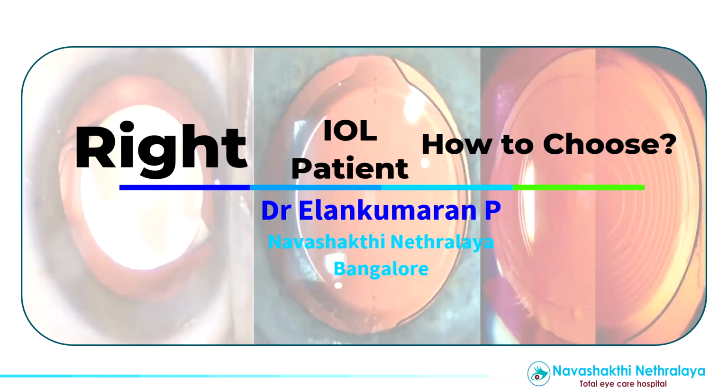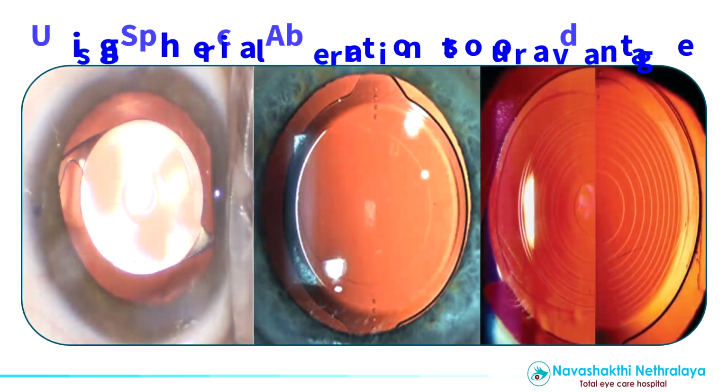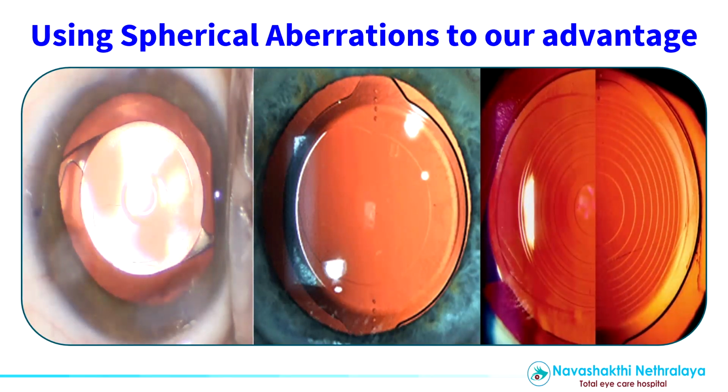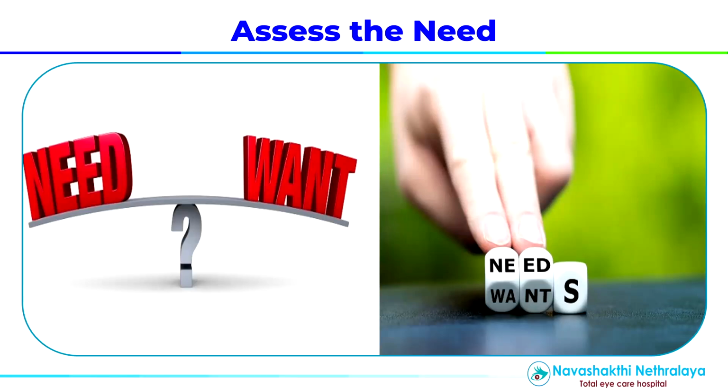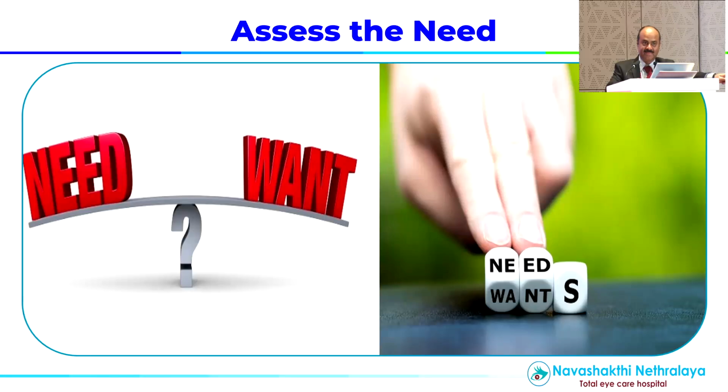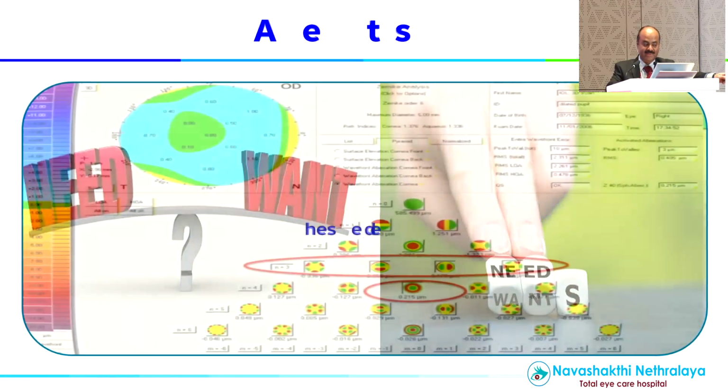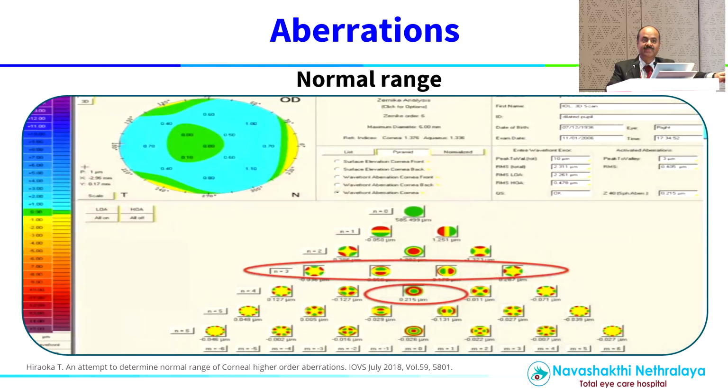I've slightly named it "Right IOL for the right patient: how to choose," of course, using the spherical aberrations to our advantage. There are two things we have to look at. A patient might ask for a 1.5 lakhs or 2 lakhs best possible laser refractive surgery, all these things. But what we should look at is his wants versus his needs. I want to make this very short. We are already running short of time.